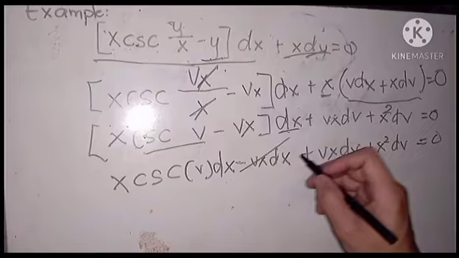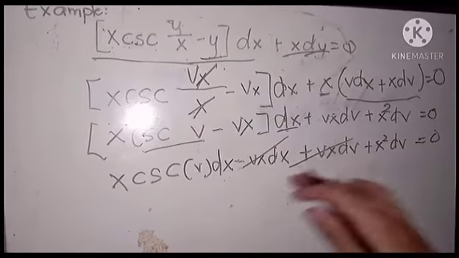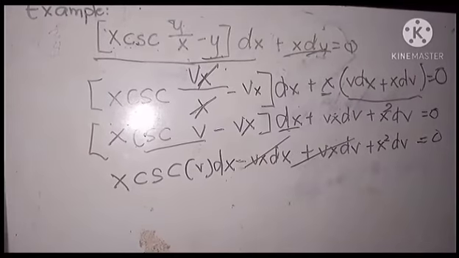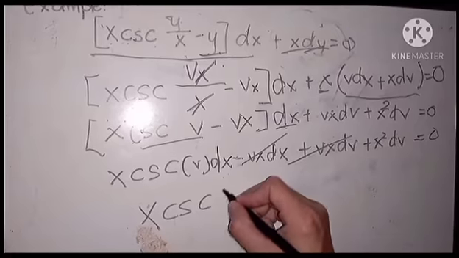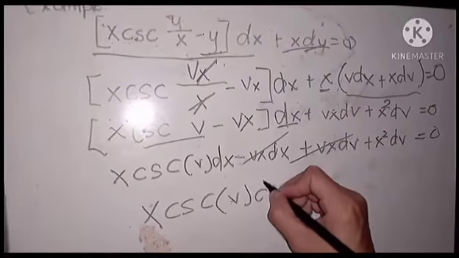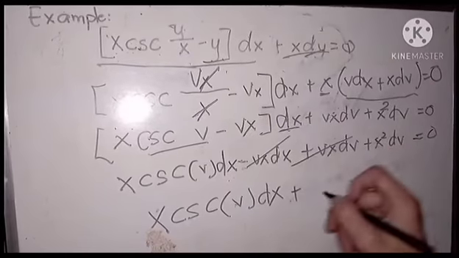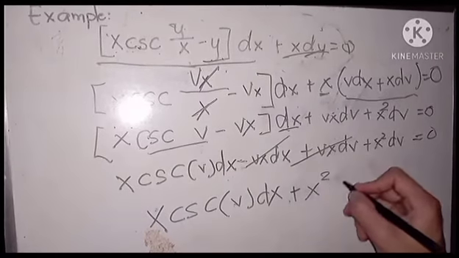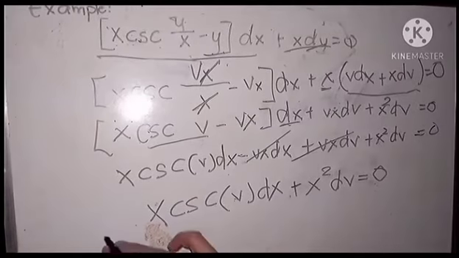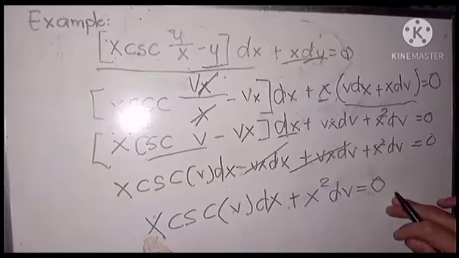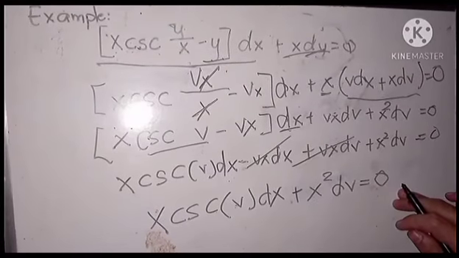So cancel out this, since this is negative and positive and they have the same variable. Rewriting the equation, we now only have x cosecant v dx plus we have x squared dv is equals to 0. So this is not our final answer. We need to separate this equation using separation of variables.